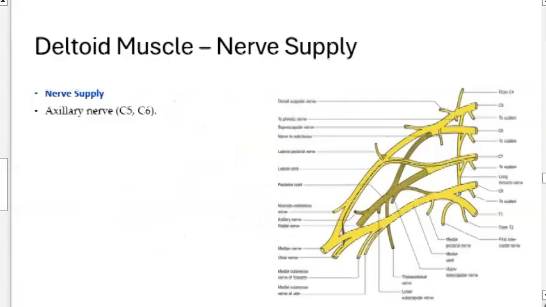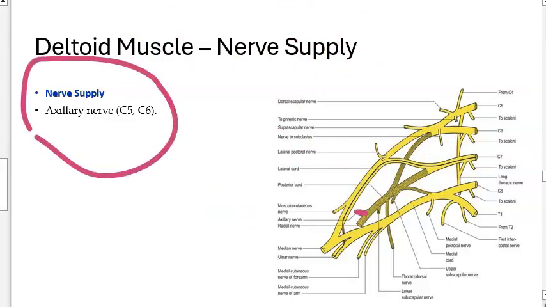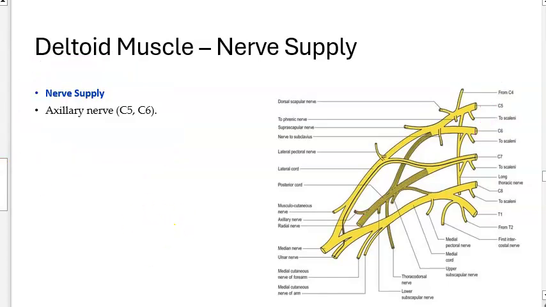Now, nerve supply. The nerve supply is the axillary nerve. Where is the axillary nerve here? It is the axillary nerve supplying the deltoid muscle. The axillary nerve comes from the brachial plexus, C5, C6 fibers, cervical spinal nerves. So this is the axillary nerve. That's all you have to remember and say.